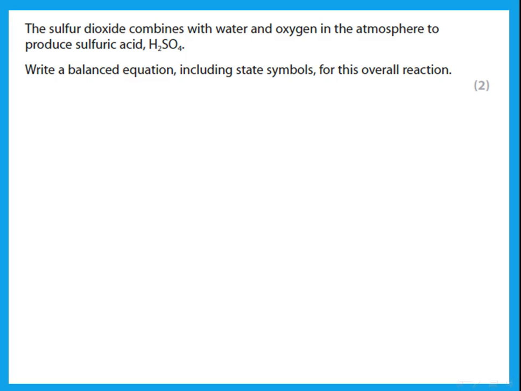Sulfur dioxide combines with water and oxygen in the atmosphere to produce sulfuric acid, and we're supposed to write a balanced equation. Sulfur dioxide means sulfur with 2 oxygens. Water is a liquid, of course. Sulfur dioxide is a gas. Water is a liquid, and oxygen, of course, is a gas. And remember that oxygen is diatomic, so you cannot write just O, it has to be O2, to give sulfuric acid, which is H2SO4, and then you need to balance.